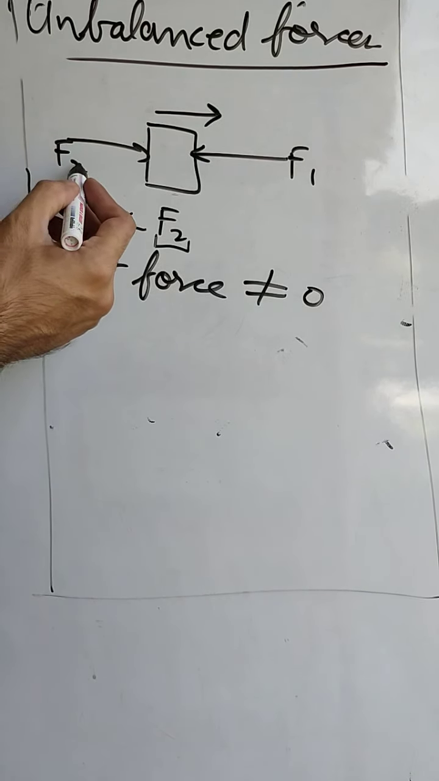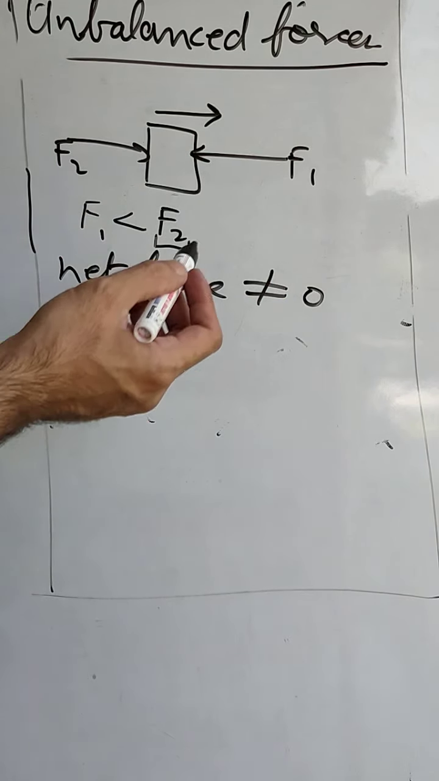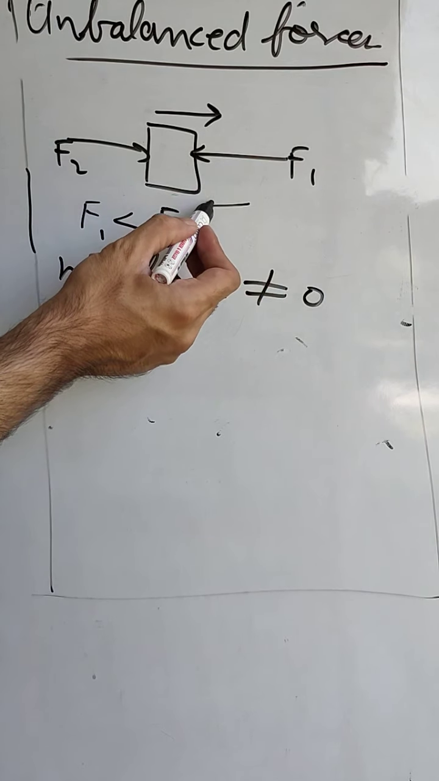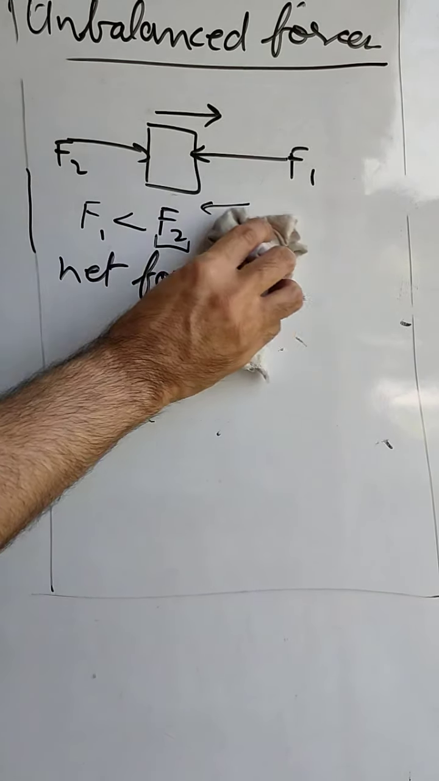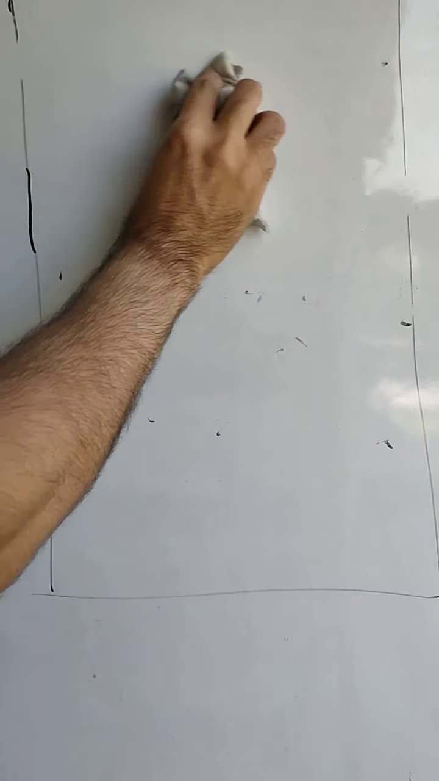In this example, since F2 is greater, the body will start moving in the direction of F2. If F1 were greater, then the body will move in the direction of F1. So such forces in which the net force is not equal to 0 are called unbalanced forces. Okay, so this is about forces in your class 9th.